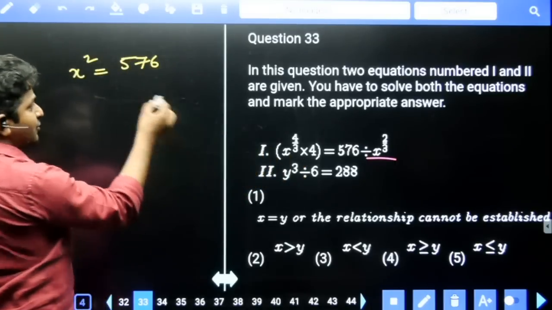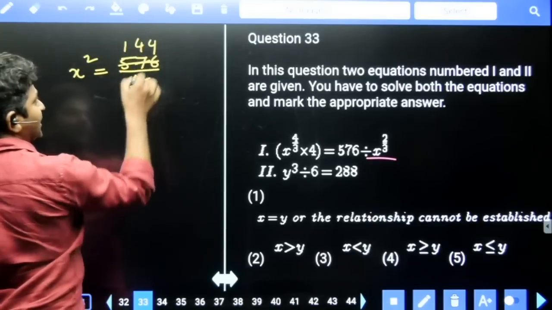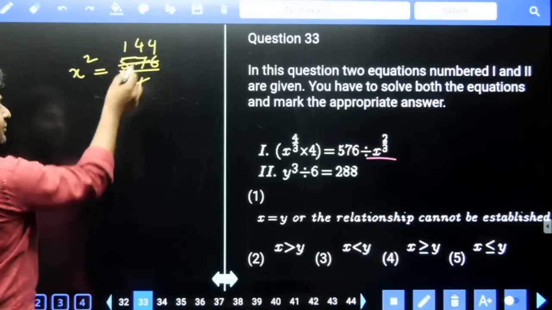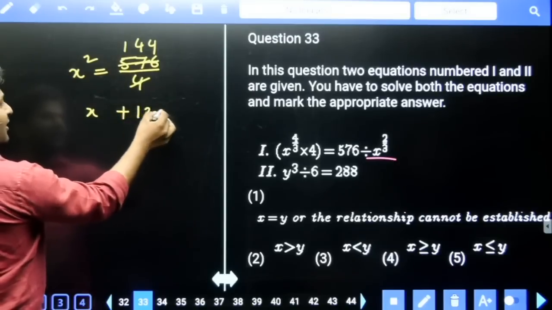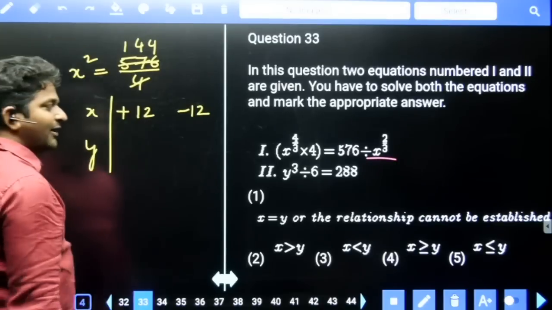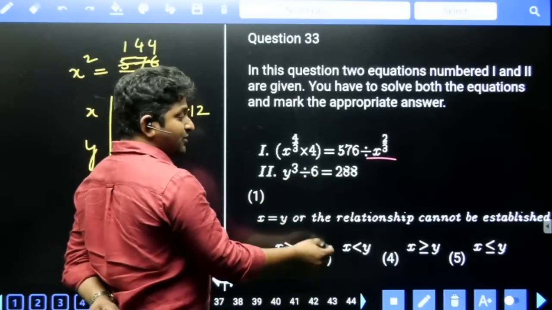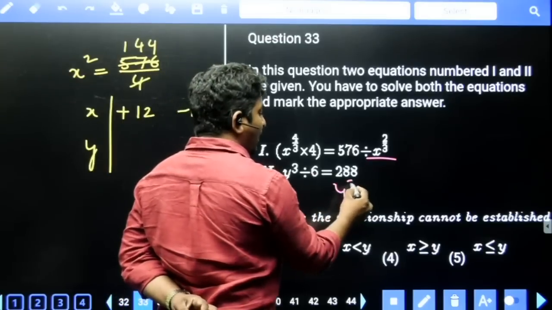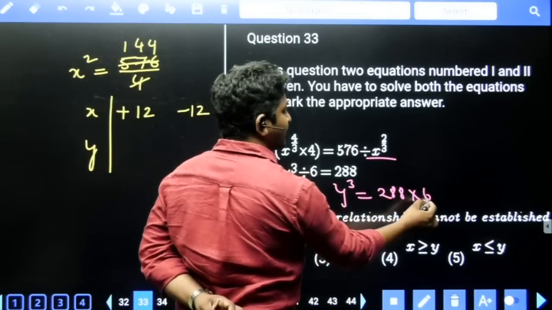Left hand side 4 goes to other side, that becomes divided by 4. So that is 4 once, 4 times, 4 times. If x square is 144, x value is plus 12, or it can be even minus 12 also. And then we have to write y value. Divided by 6 is there. If that value goes to the other side, that means y cube is equal to 288 into 6.